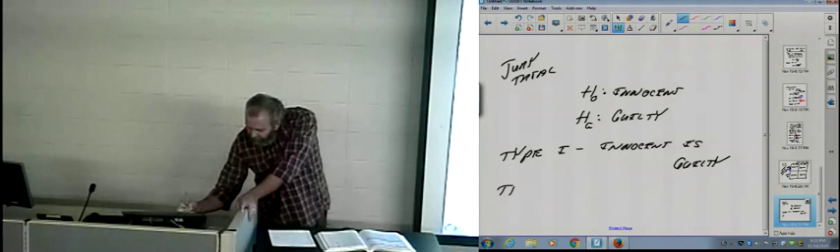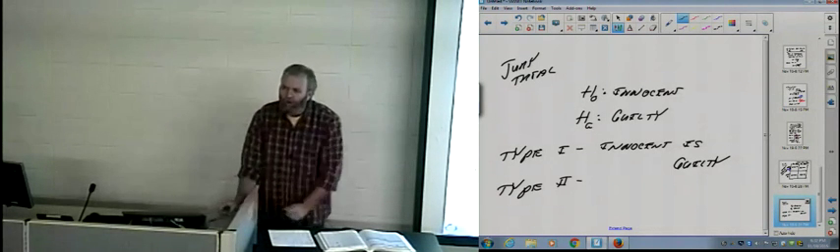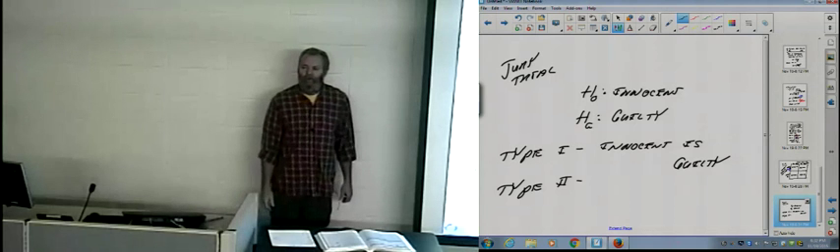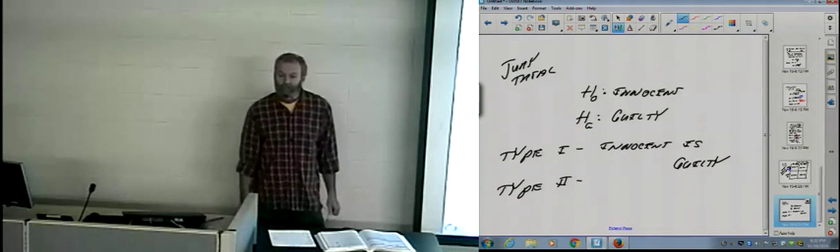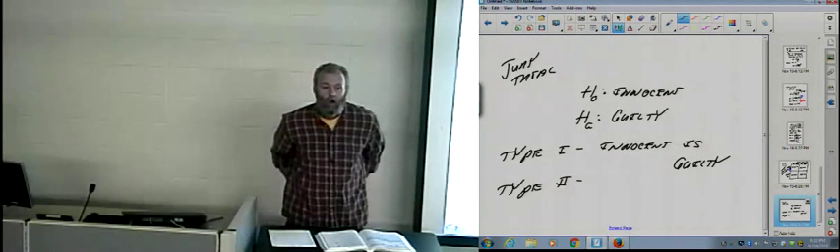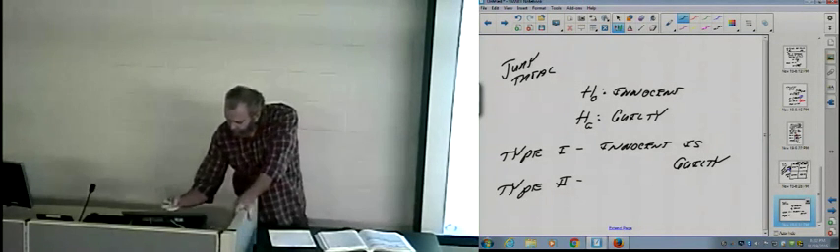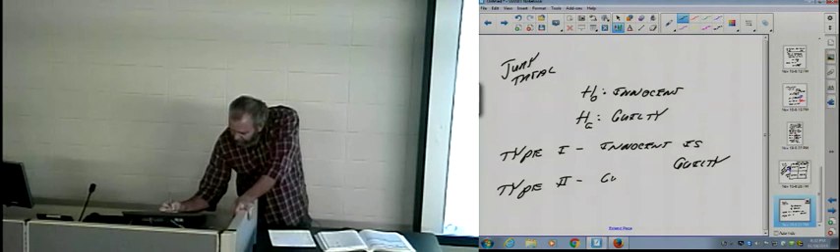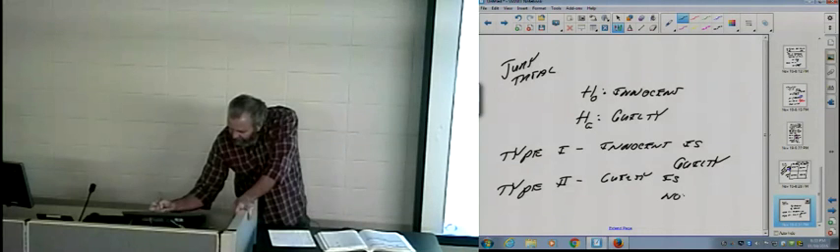What's a type 2 error? Well, that's when you accept the null when the alternative is true. What did you just do now? You just sent a guilty person home. You said guilty is not guilty. I have a hard time using that word innocent at that point.